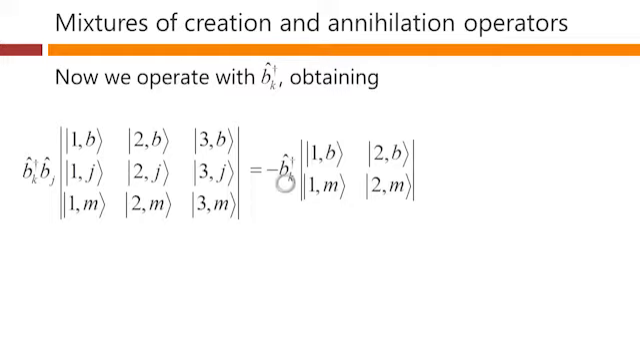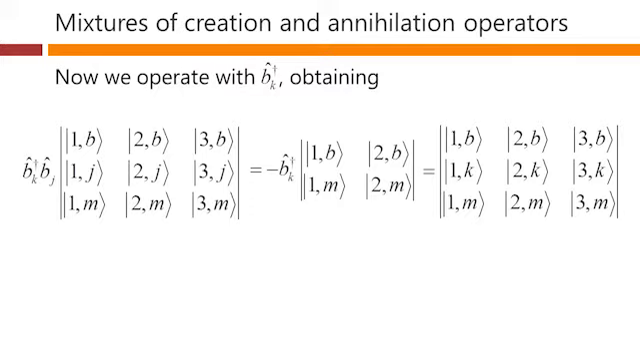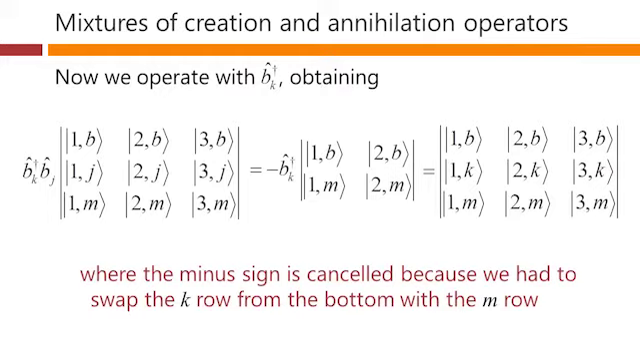Now we're left operating with this operator, and that will give us a determinant with a row k filled in, but of course we had to swap that up from the bottom, and we had to make a sign change because of that row swap. So that has cancelled our minus sign here.